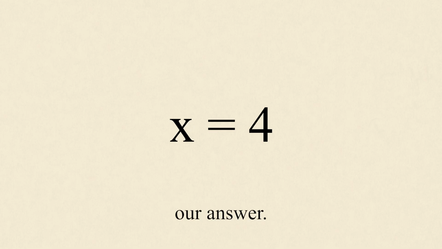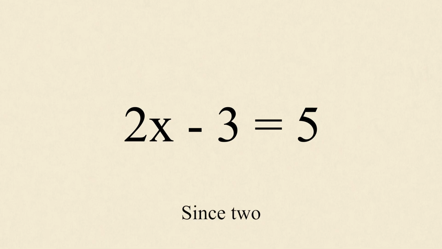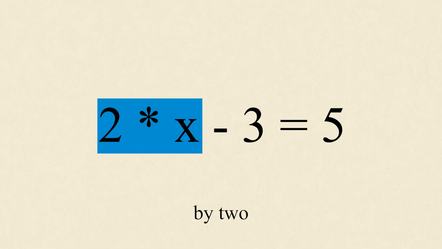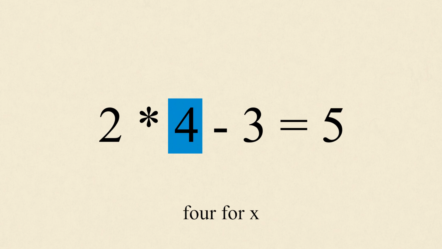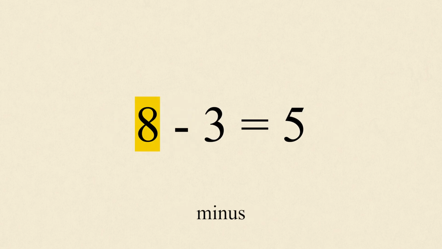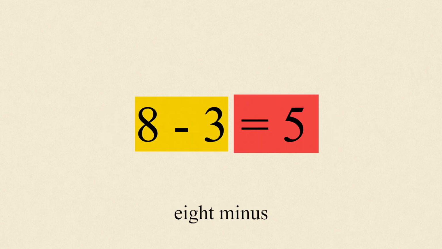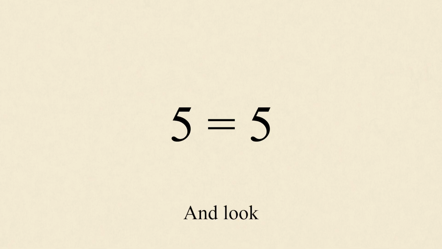Alright, let's check our answer. We had the equation 2x minus 3 equals 5. Since 2x means x multiplied by 2 and our value of x is 4, we substitute 4 for x. And 8 minus 3 is 5. And look, 5 equals 5. So our value of x is correct.